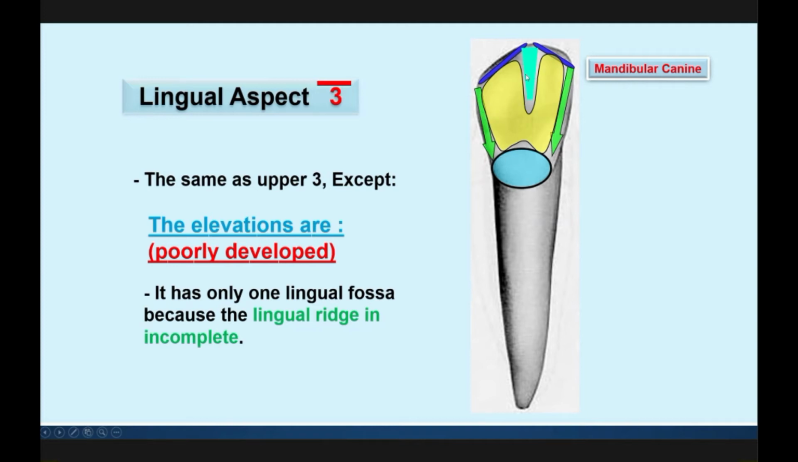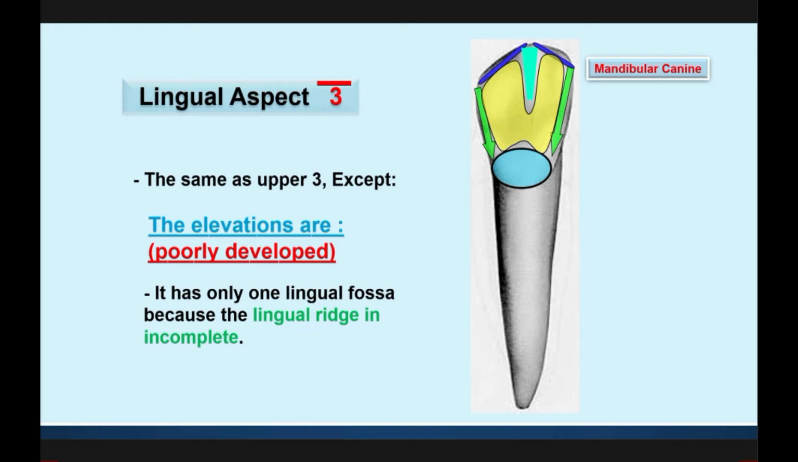Then we have the lingual ridge. You see, this lingual ridge is not complete. It starts from the cusp tip and runs up to about half of the lingual side. So the lingual ridge is not that prominent and is not complete. As a result, there were two fossae in the maxillary canine because the lingual ridge was very prominent. But here, the lingual fossa is a continuous single fossa, which is a little bit U-shaped.